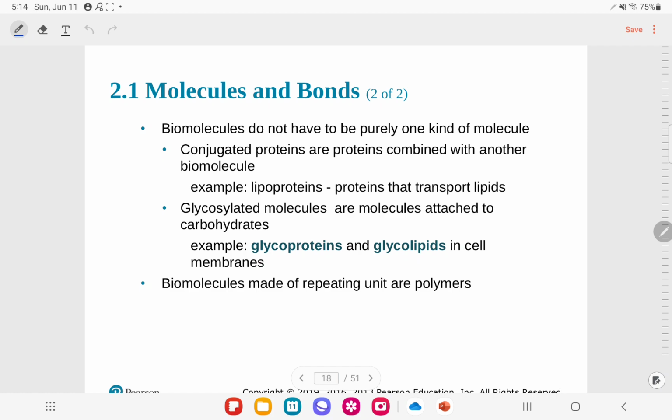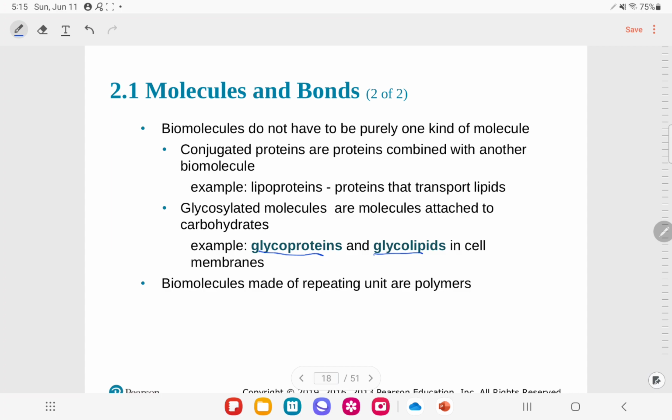We have glycosylated molecules, and these are molecules that are attached to carbohydrates. So we have some examples of glycoproteins or glycolipids. These glycoproteins and glycolipids are very important because they're components and structures of the cell membrane, and they're important for cell-to-cell communication and cell signaling and things like that. But biomolecules are made up of repeating units of polymers, okay?